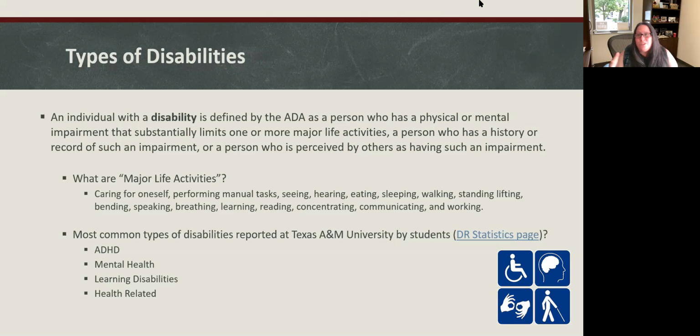Health-related, which is a huge category. So you're talking about people who have diabetes, chronic migraines, celiac, seizure disorders, autoimmune conditions. A lot of things fall in that, and that may impact them, especially in a student organization or student event or activity. And then there's a lot of other categories.